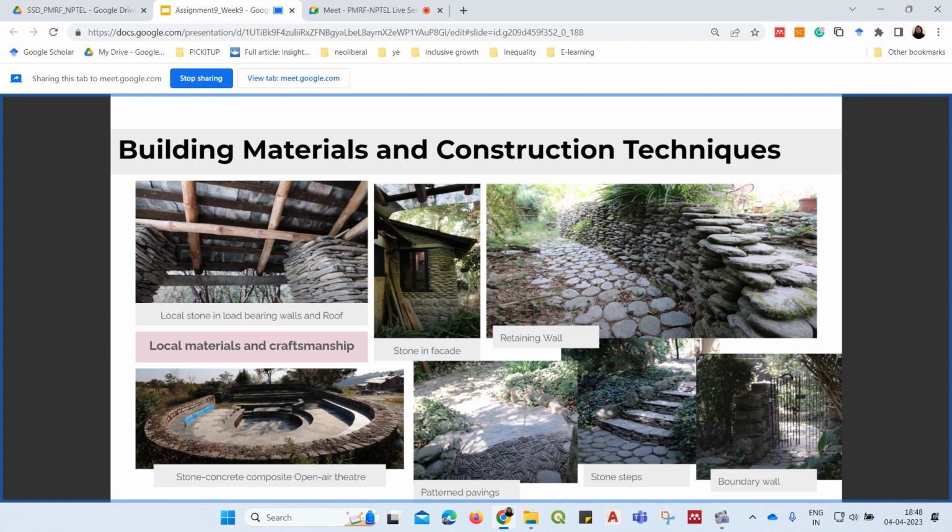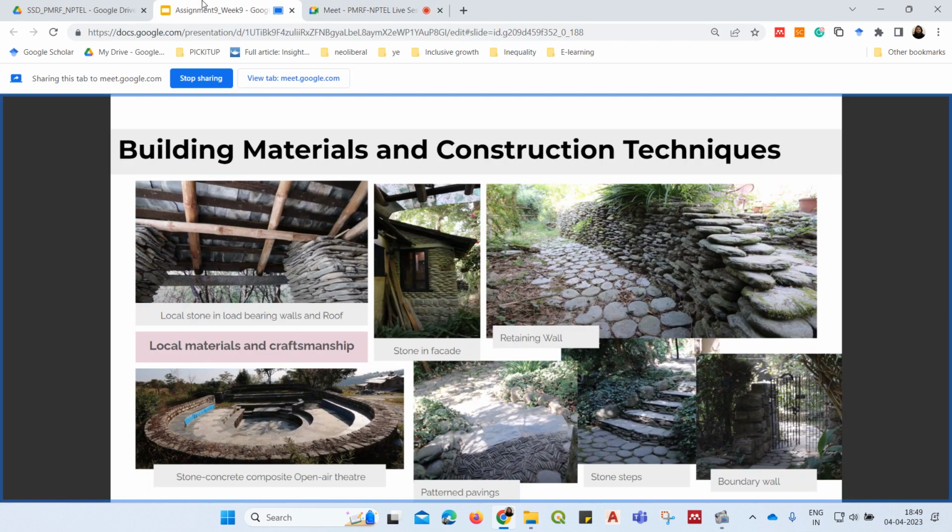So these are the examples which show you how, in different ways, she has used the local materials, or specifically stone, as we saw. So you can see the local stone is used to create load bearing walls, and as you can see here, the slate is used for roofing. The stone is also used to create interesting facades in the building. It is also used for creating retaining walls like this for landscaping purposes. Then she even uses stones and mixes them with concrete to create structures like this.